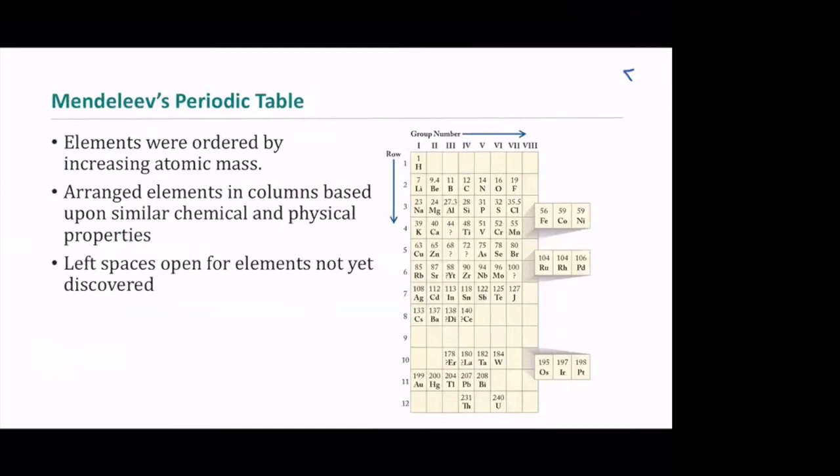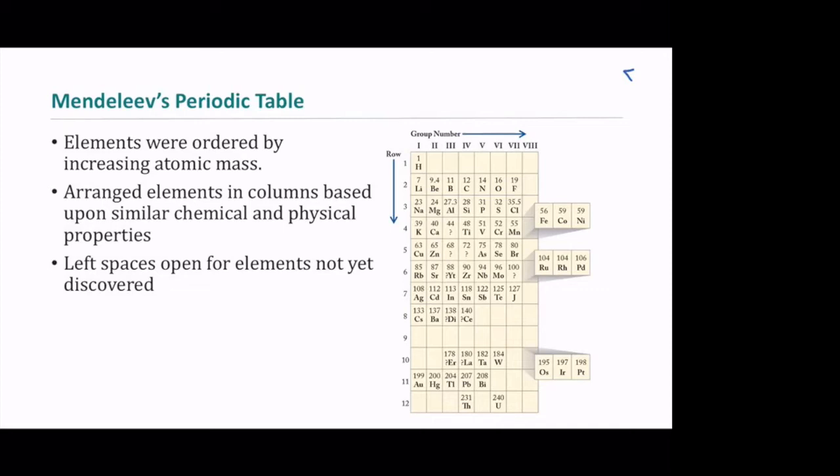Periodic table. So Mendeleev gets the credit. There was another guy working at the same time. I always forget his name because he's not the one that's given the credit. Basically, Mendeleev just published first. They were kind of doing the same stuff. But he ordered elements. Let's see the way they've got it written here. Okay, so in Mendeleev's periodic table, elements are ordered by increasing atomic mass.